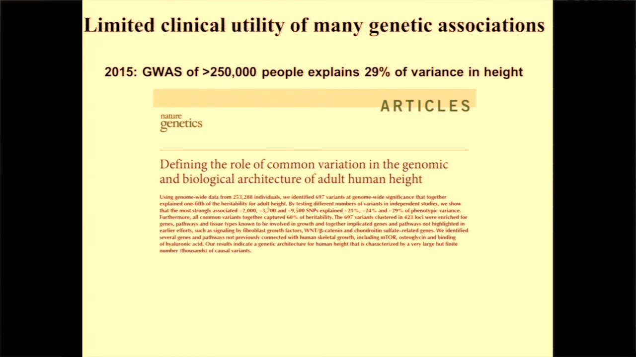This is one of the largest genome-wide association studies ever performed. They looked at more than 250,000 individuals. It's this huge consortium, in fact called the Giant Consortium, looking at basically human height and growth. And this was their latest iteration.